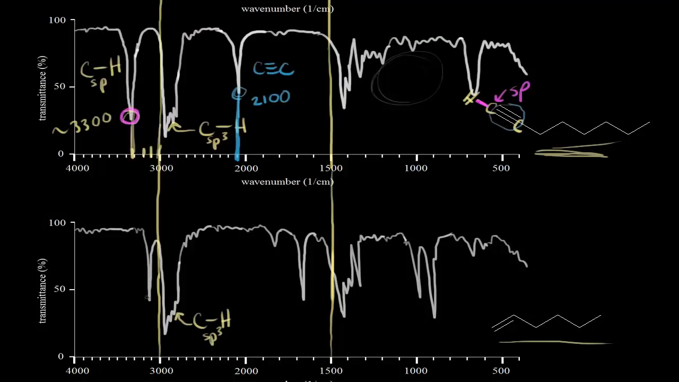But what's this signal right here? We drop down, and that's pretty close to 3,100. So that signal is approximately 3,100. And so we know what that must represent. That's a carbon-hydrogen bond where the carbon is sp2 hybridized. So that stretch occurs at this frequency or this wave number. And so we know an sp2 hybridized carbon must be present.